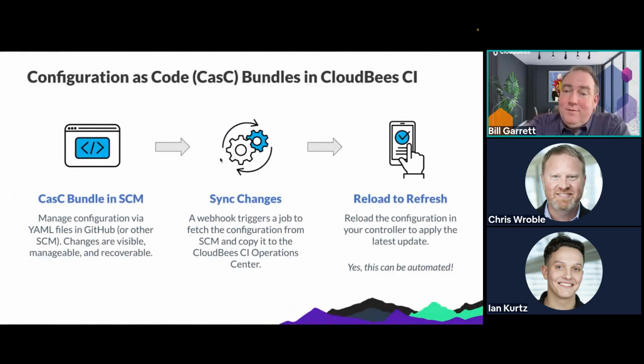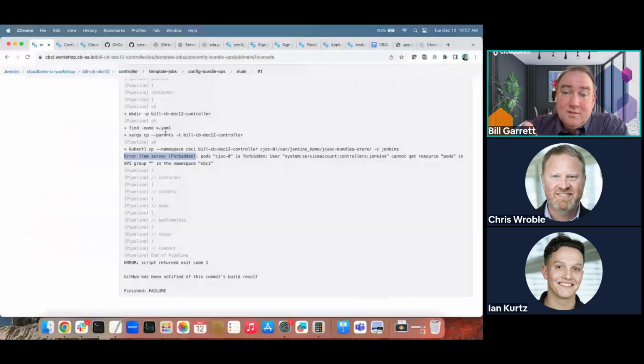Literally what was going on here is, if I go back to this diagram, we had the configuration as code bundle in GitHub. We pushed a change. We merged that PR. Now we're syncing the changes. That means a webhook gets triggered into CloudBees CI, and we're trying to copy files into the operations center, because the operations center is helping manage the configuration of all these controllers. Well, the job that ran as your user, or the job that ran as my user, Bill Garrett, doesn't have permissions to go change the state on the operations center. That's a privileged operation. We can't do it. We don't have the permissions.